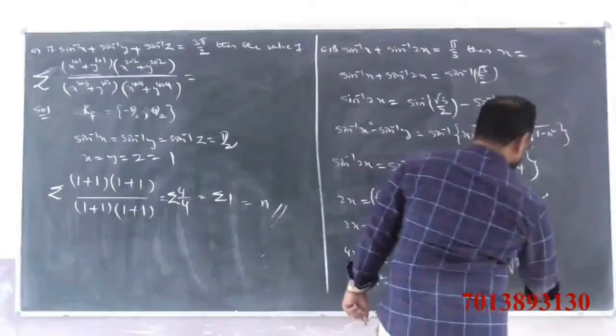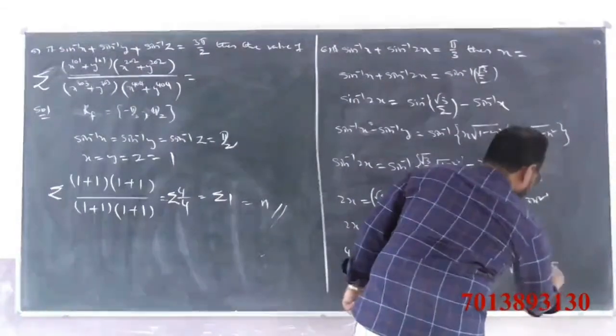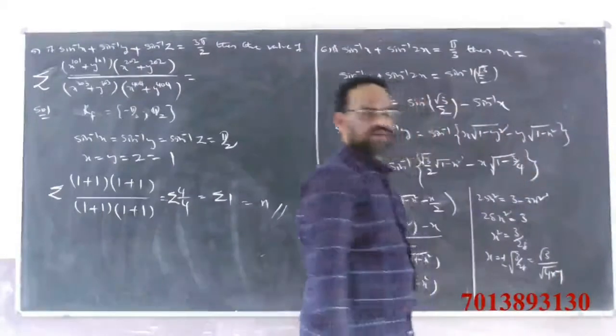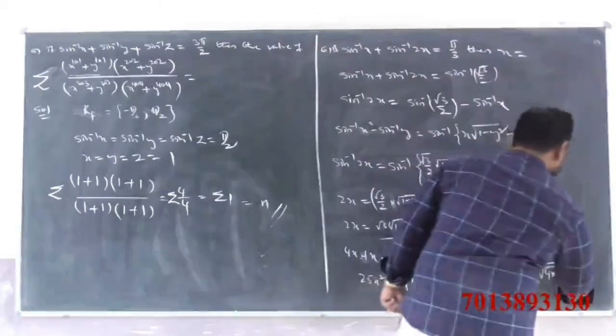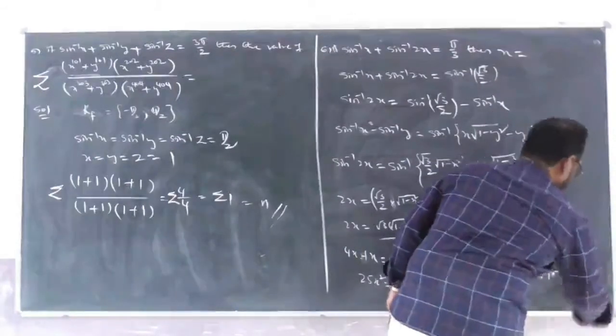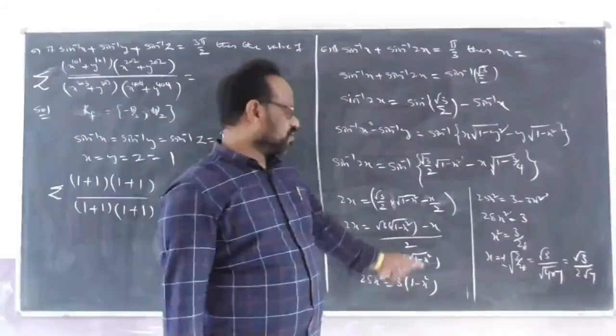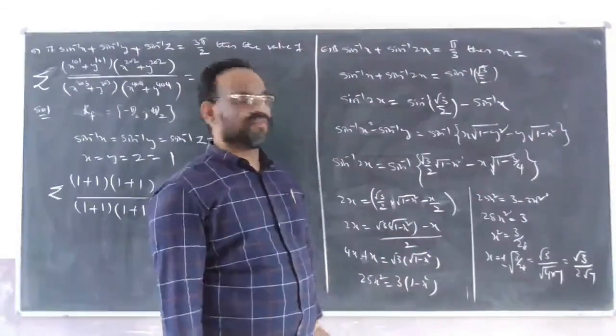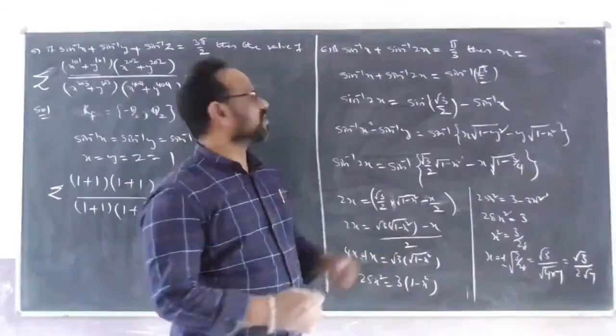So this can be written as square root of 3 by square root of 28, that is 4 into 7. Root 4 means we get 2. So root 3 by 2 root 7. The x value is square root of 3 by 2 into square root of 7.